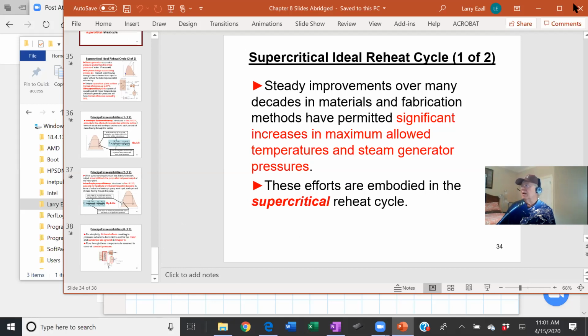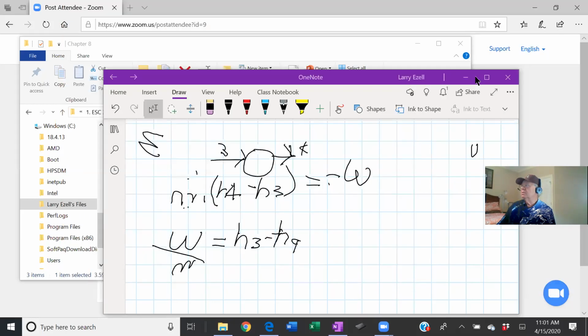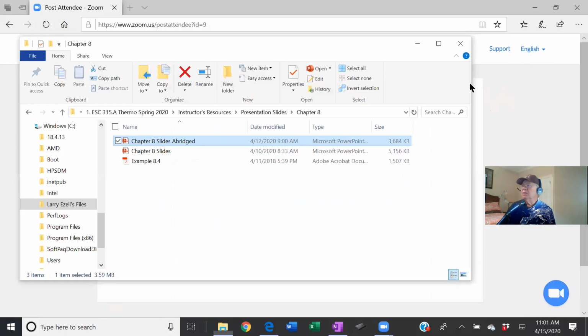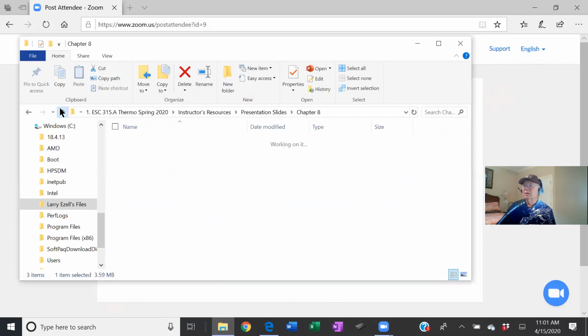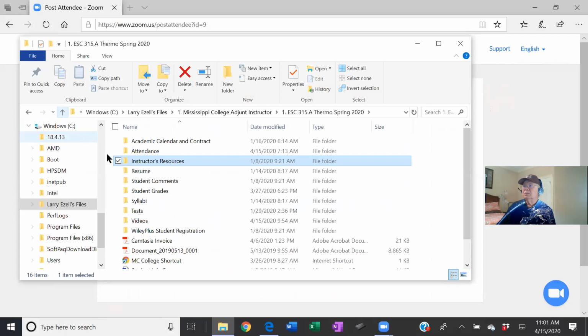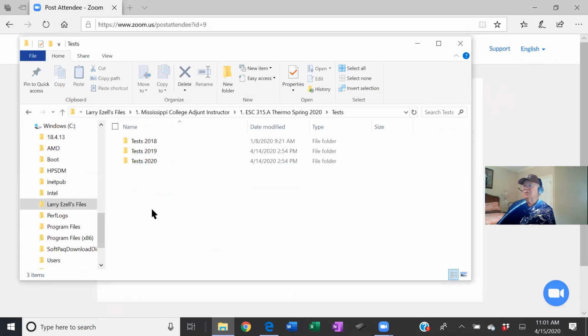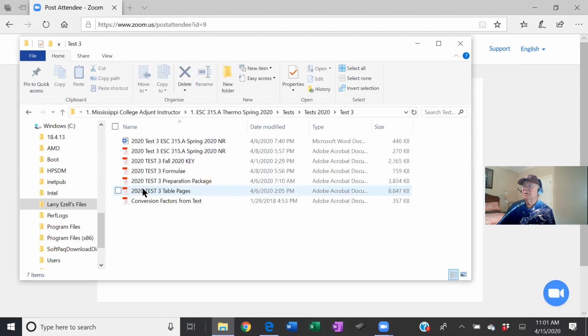So I'm going to exit out of here, and I'm going to go to the test. I don't know if you can see this or not, can you? Yeah, you should be able to see what I'm doing. Go to test 3, get my key.